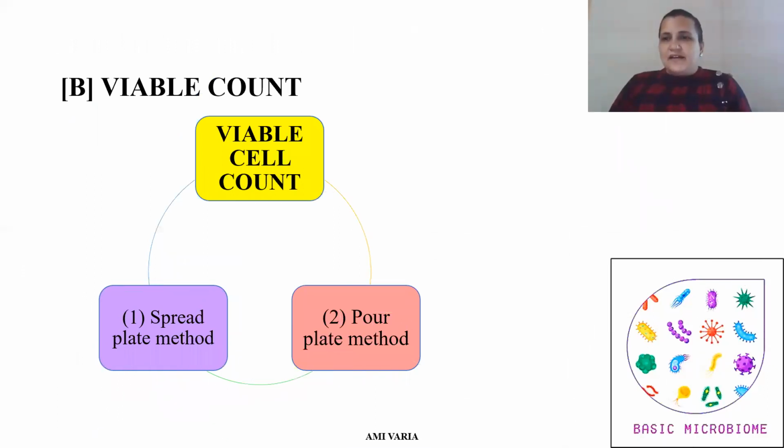The next method is the viable plate count. The viable cell count method can be used in two different ways. First is the spread plate method and second is the pour plate method. Both methods are done after the bacterial culture sample is diluted by the serial dilution method. Serial dilution is the preparation of a series of different dilutions of bacterial specimen in the required concentration.